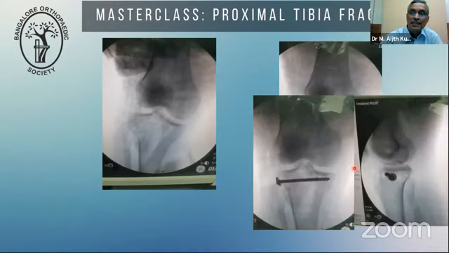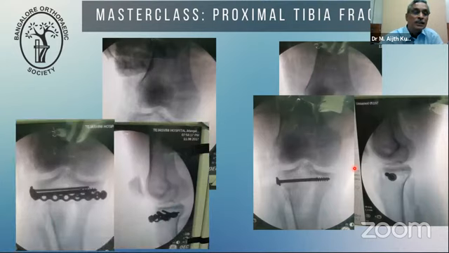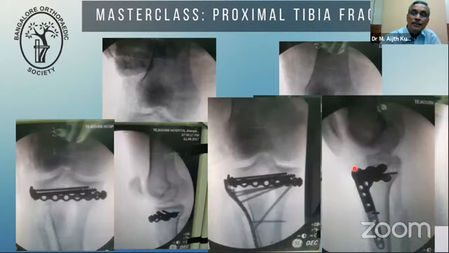There's no issues. And since there was an anterior comminution, anterior part, we just put in this sort of a rim plate just to hold that in place. Underneath the patellar tendon, just pushed it in. And then for the lateral condyle, put in a plate like so.